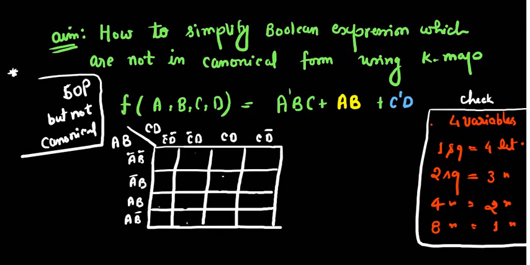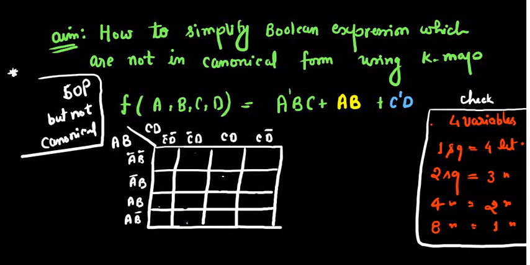The aim of this lecture is to understand the steps to solve such questions, where it is asked how to simplify Boolean expressions which are not in canonical form using K-map.